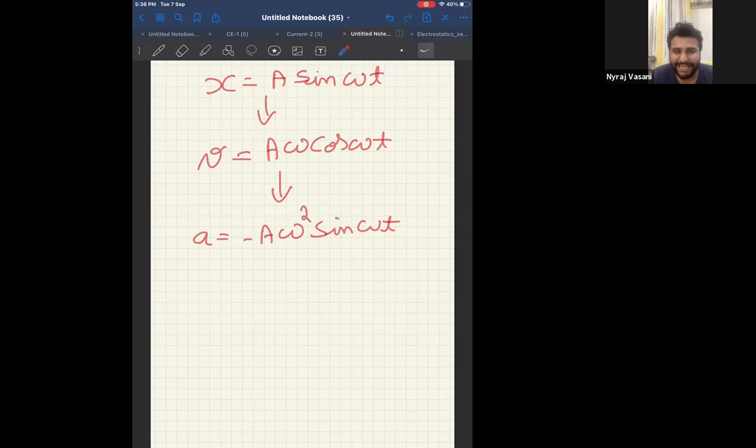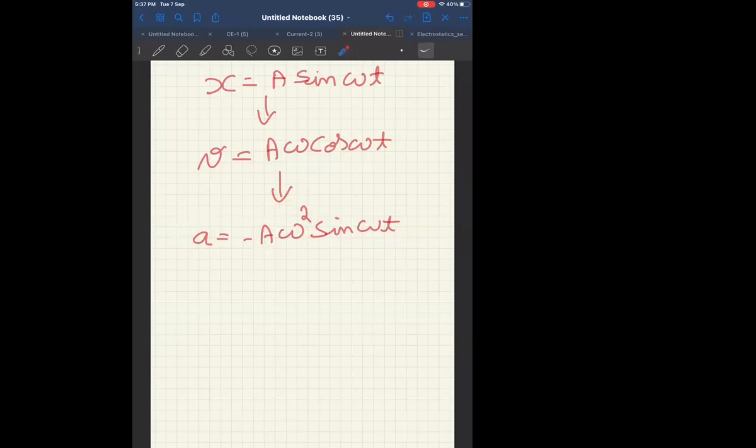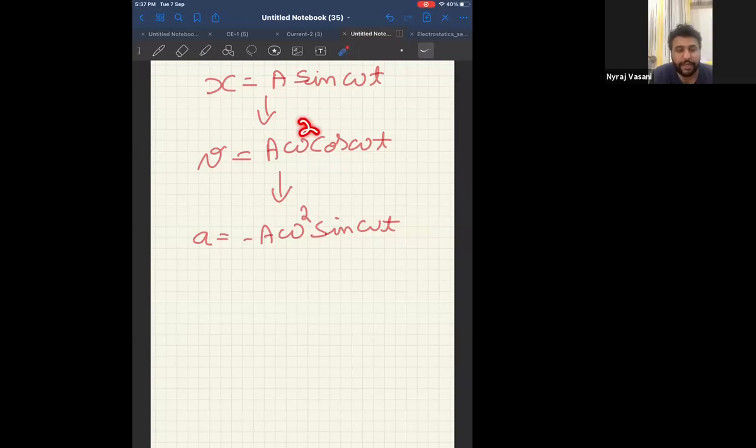Can I say the maximum displacement is A? What is the maximum velocity? A omega. What is the maximum acceleration? A omega square. Do you understand how it came? See, therefore, in the formula for velocity, if A omega square comes, you should understand that is wrong. And in the formula of acceleration, if only A omega comes, that is wrong.